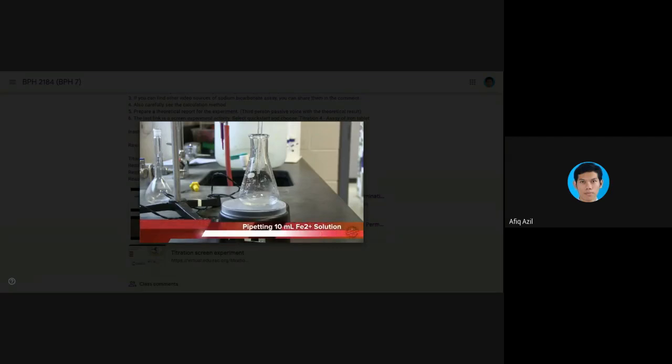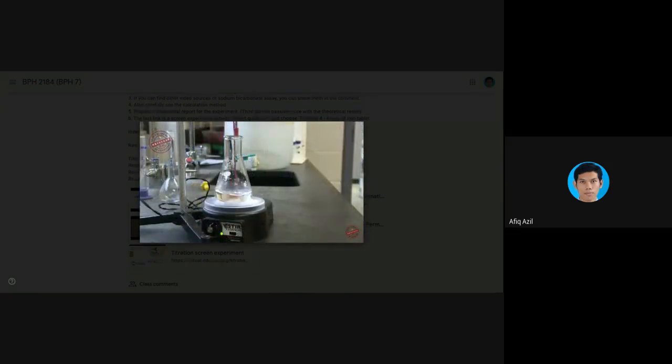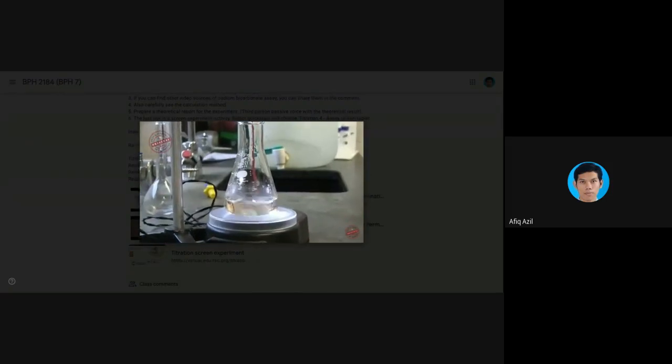After pipetting 10 ml of the ferrous iron solution into an Erlenmeyer flask, add about 10 milliliters of 0.5 molar sulfuric acid. Now add potassium permanganate from the burette. Use a stir station to constantly mix the solution. At the end point, you will observe a persistent pale pink color to the iron solution. That would indicate the end point of the titration.